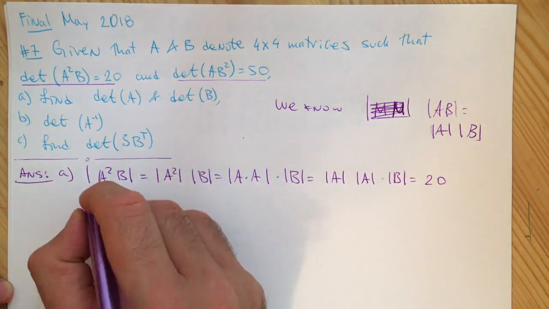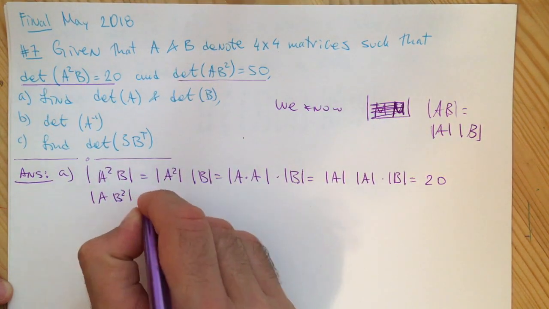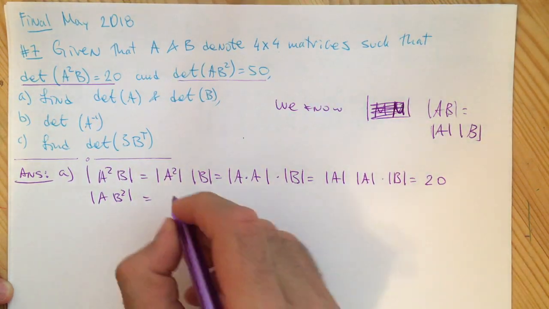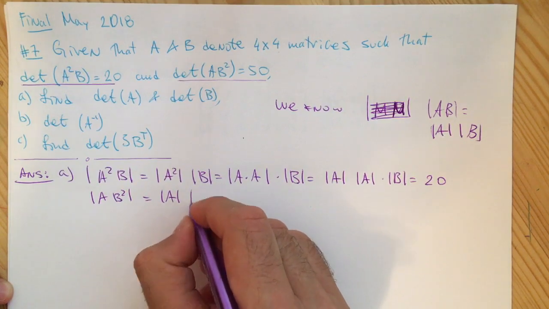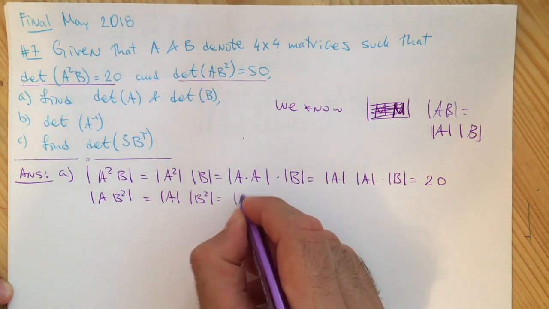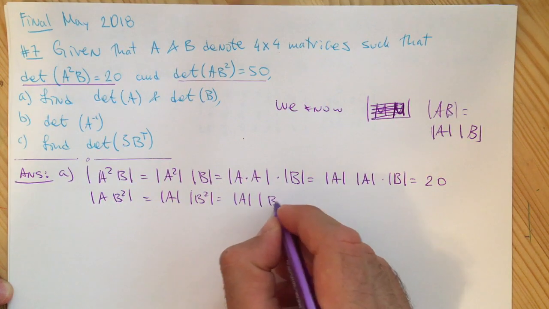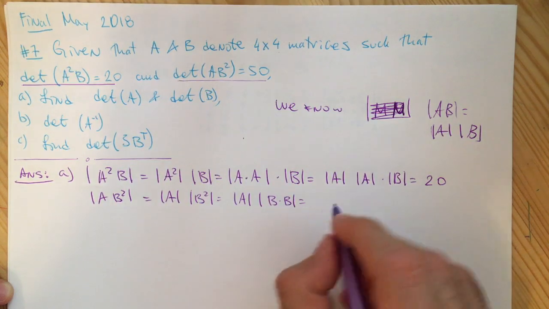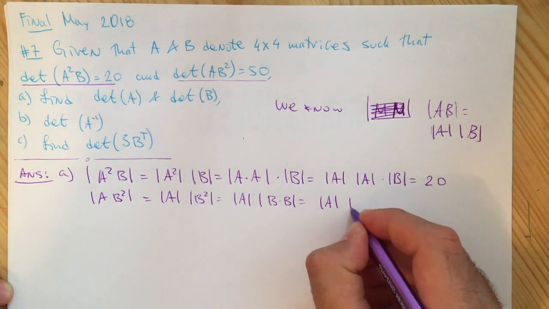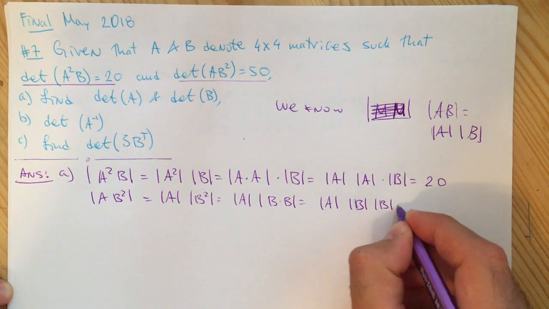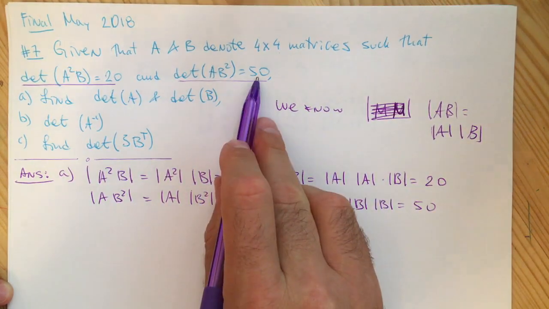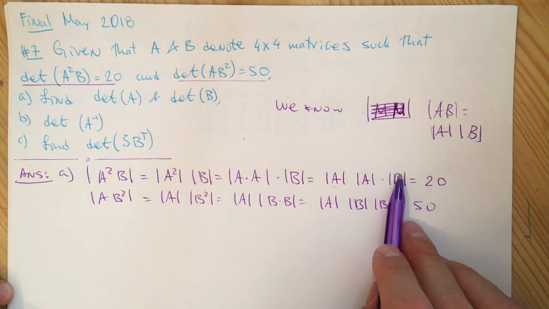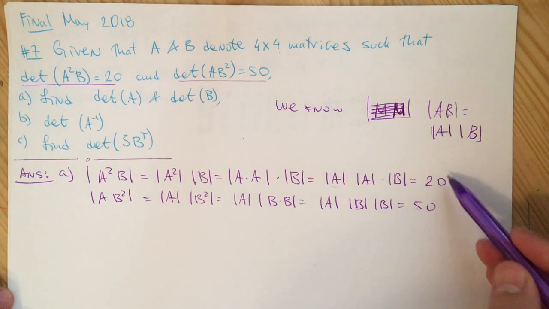On the other hand, the determinant of A times B squared. Well, I'm just going to go slowly, step by step, writing everything here. So that's the determinant of A times the determinant of B squared. Well, that's the determinant of A times the determinant of B times B, and by the same property, you can write this down as the determinant of B times the determinant of B. So the determinant of A times the determinant of B times the determinant of B is equal to 50 by this condition here. Well, what do we have? We have two unknowns. One of them is the determinant of A, and the other one is the determinant of B, and we have two equations.